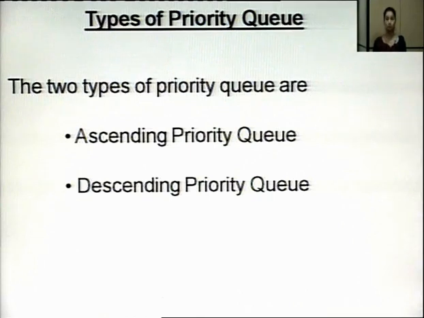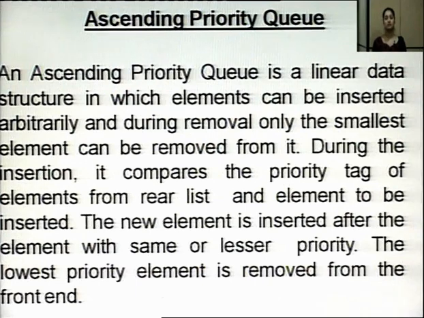In ascending order, we use the increasing order, and in descending order, I use the queue in decreasing order. Now let's discuss it. Ascending priority queue. An ascending priority queue is a linear data structure in which elements can be inserted, and during removal only the smallest element can be removed.